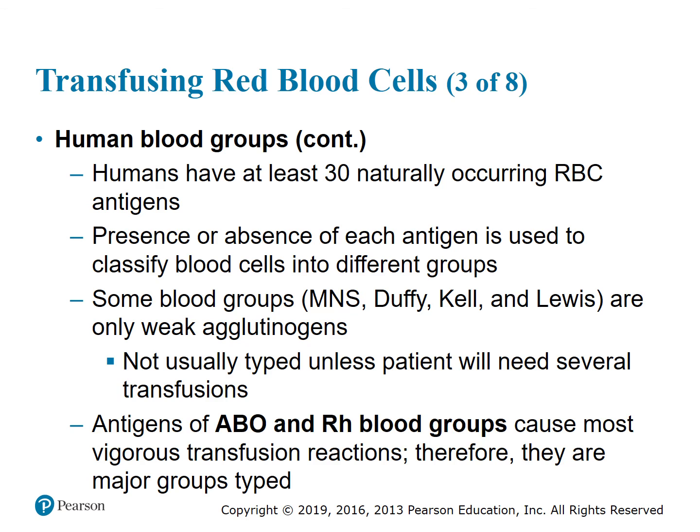Humans have at least 30 naturally occurring red blood cell antigens. The presence or absence of each antigen is used to classify blood cells into different groups. There are some blood groups like the MNS, Duffy, Kell, and Lewis. These are only weak agglutinogens, and they're not usually typed unless the patient will need several transfusions. Antigens of the ABO and Rh blood groups cause the most vigorous transfusion reactions. Therefore, they are the major groups that are typed.